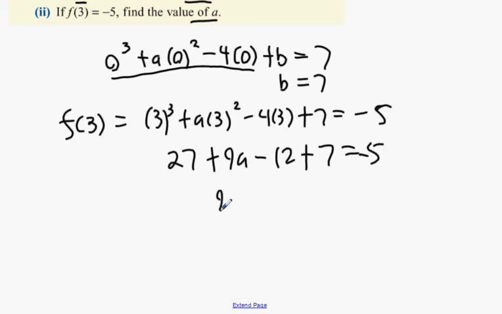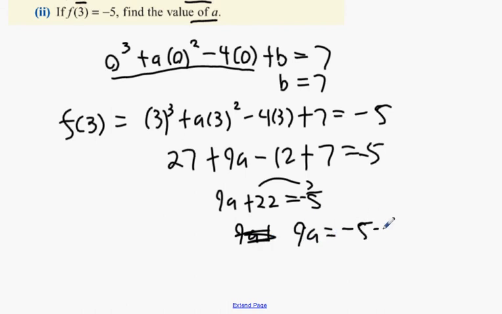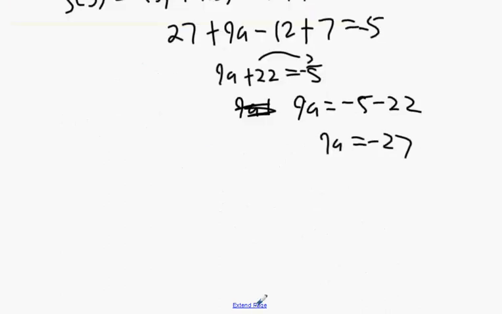So it's 22. 9a plus 22 equals 5. Minus 5. Bring it over to your side. 9a equals minus 5 minus 22. 9a equals minus 27. A equals minus 3 when you divide the 27 by the 9.